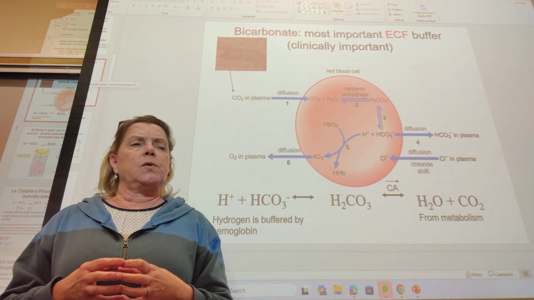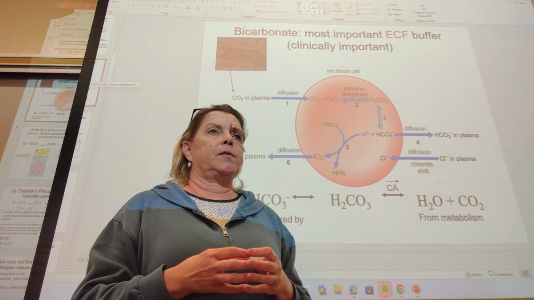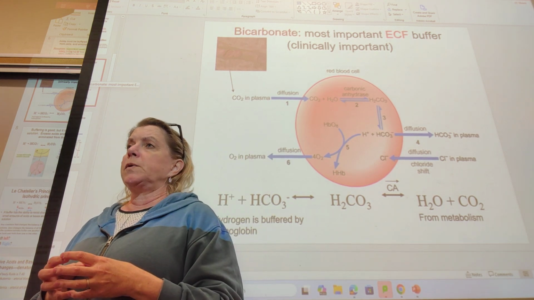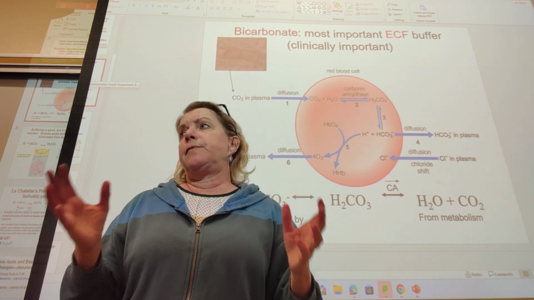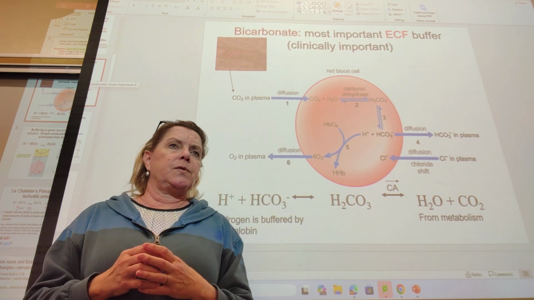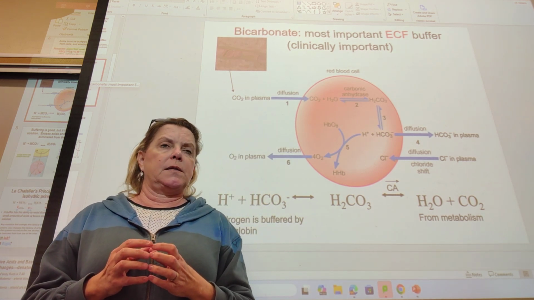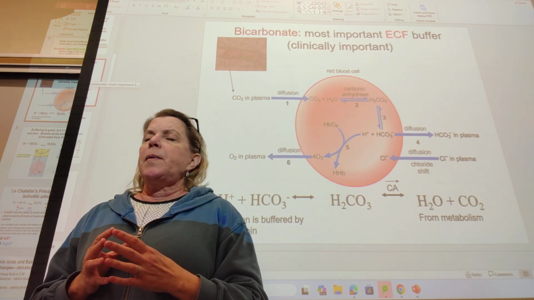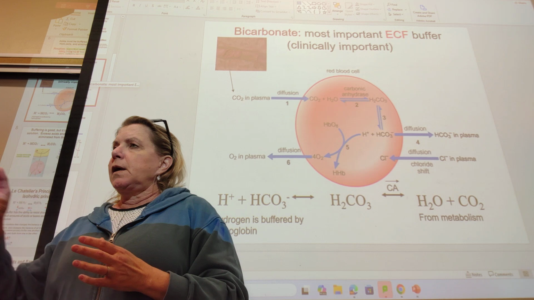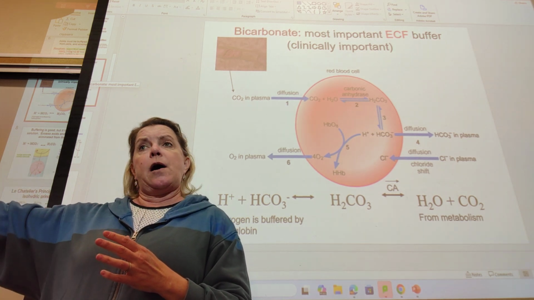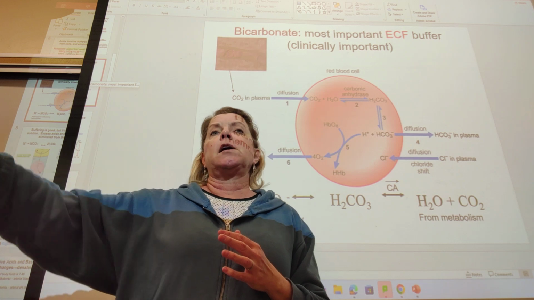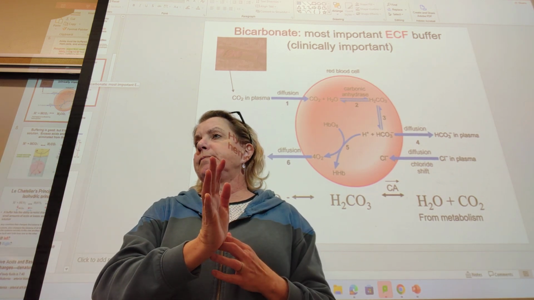This will dissociate into hydrogen ions and bicarbonate. The hydrogen ion will be buffered by the histidine residues of the globin chains of hemoglobin. Then the bicarbonate is going to be exchanged out of the red blood cell membrane into the plasma, and a chloride will shift in.